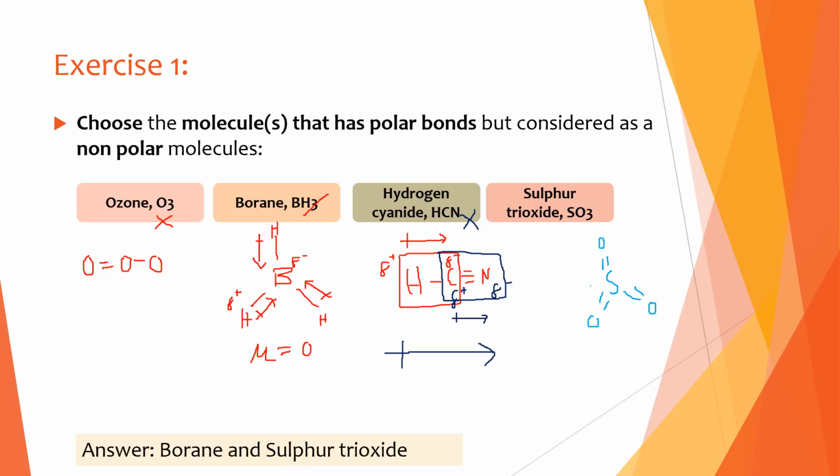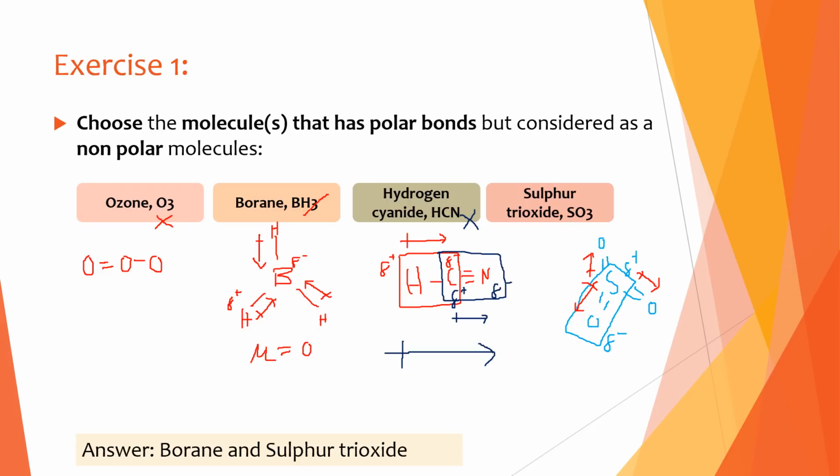So S is less electronegative than O. So O will become the electronegative while S will become the electropositive. So the dipole moment will come from S to O. The other dipole moment for S to O, this one also comes from S to O. This is because S is less electronegative than O. So when you have the dipole moment, check for the direction of the dipole moment.